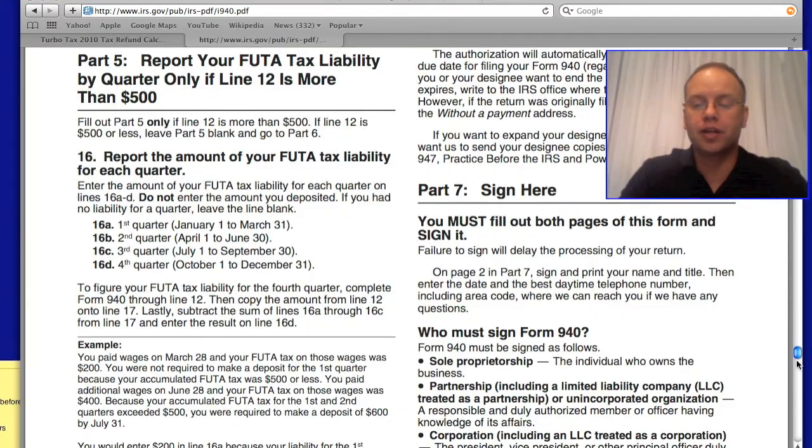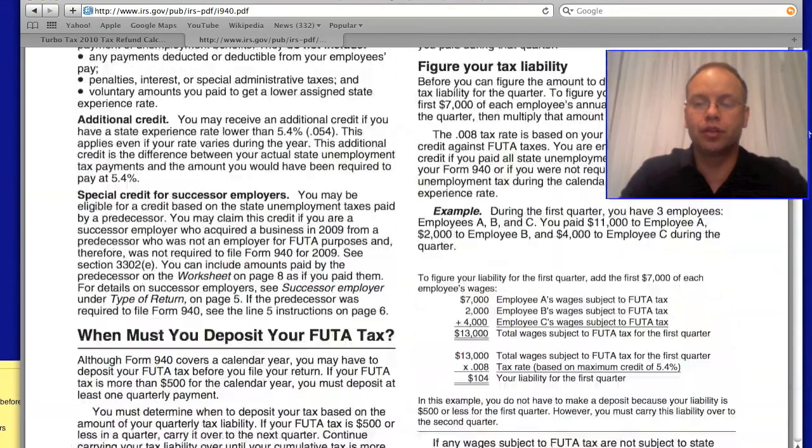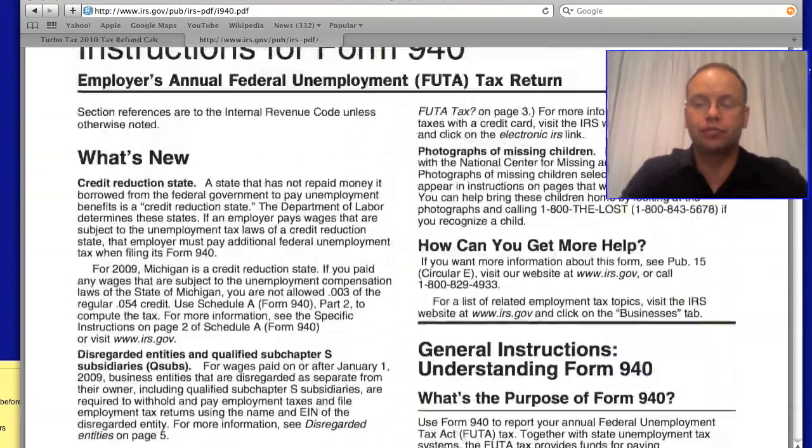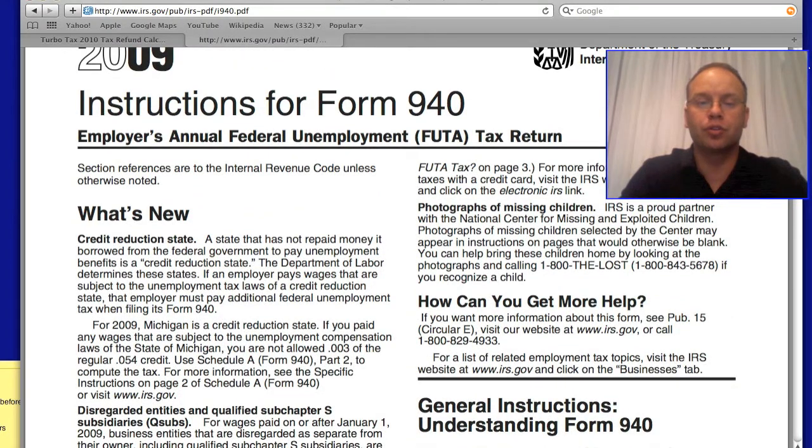The unemployment tax amount gets reported on the 940. So this is important to the employer, not the employee. It's going to go on a 940. This is just submitted to the IRS.